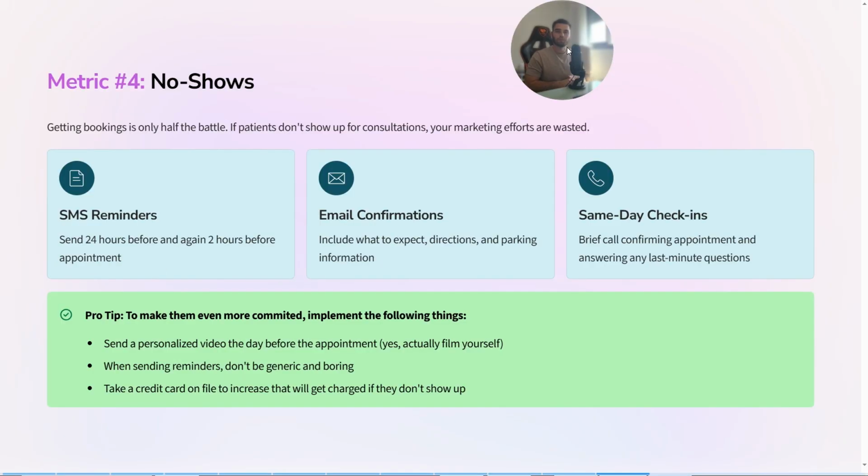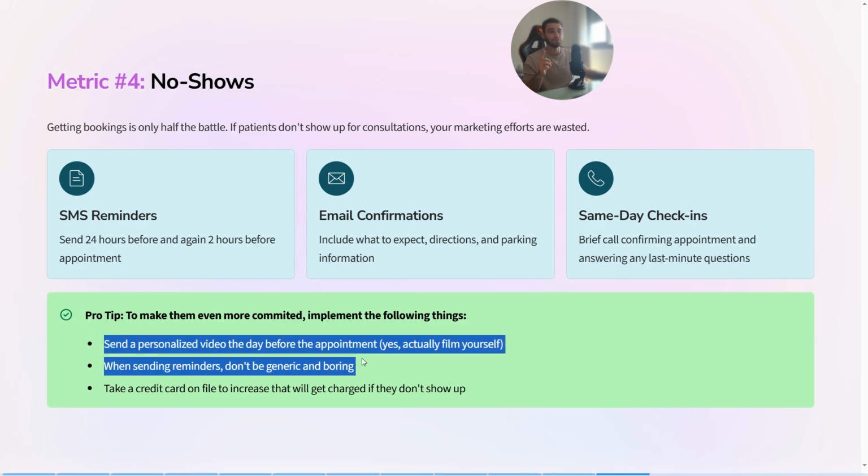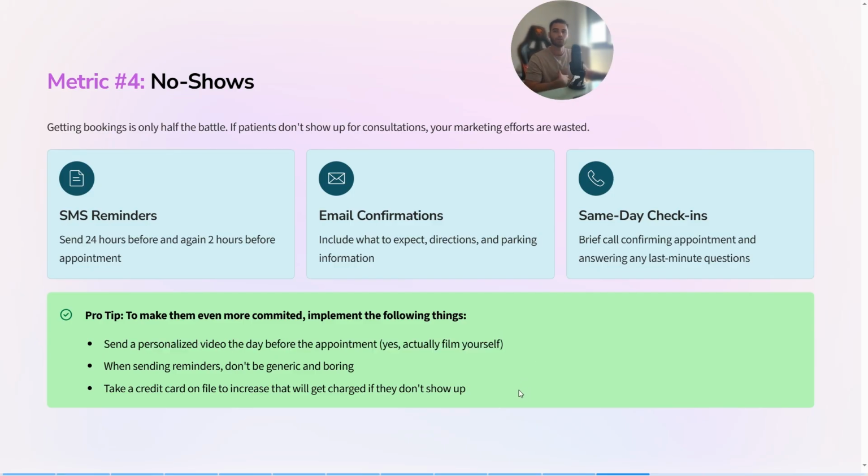Now, I want to give you a couple of pro tips if you really want to take it to the edge and if you want to be extraordinary with your results, okay? If you want to make them even more committed, you want to implement the following things. 1, send a personalized video the day before the appointment. Yes, actually film yourself and tell them that you're waiting for them at the clinic and you're waiting to help them, okay? That's extremely important. Don't be lazy. If you want to get extraordinary results, you need to take extraordinary actions.